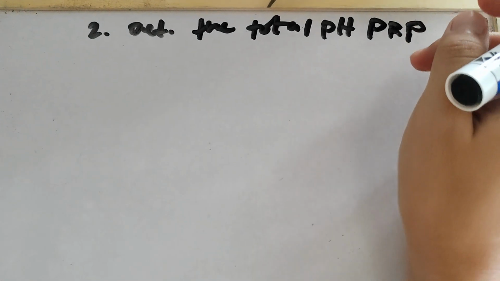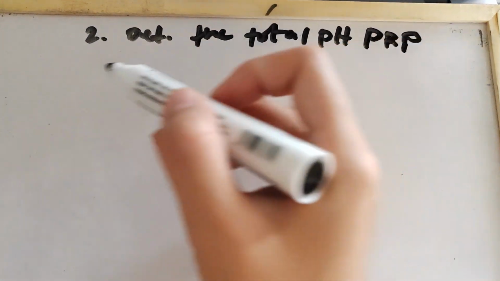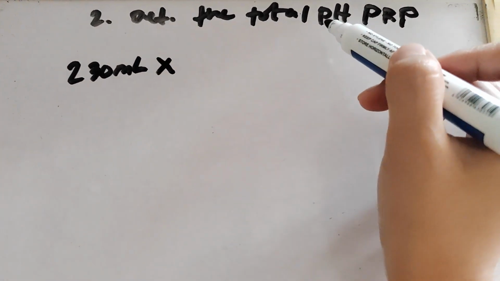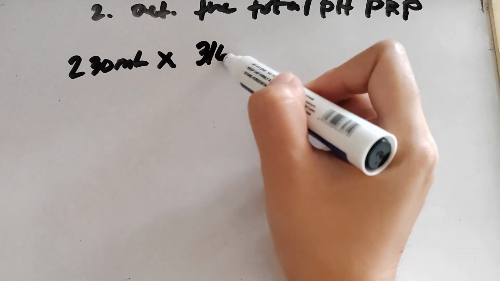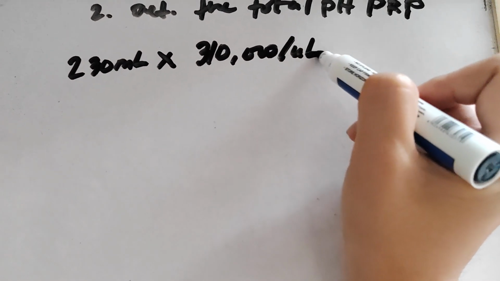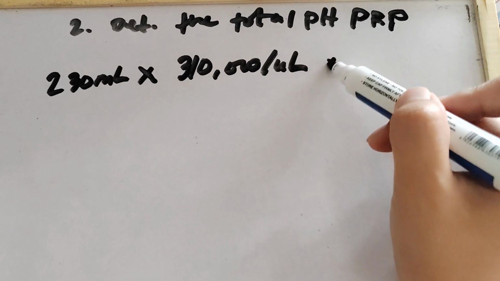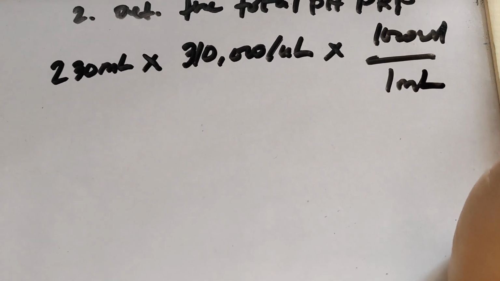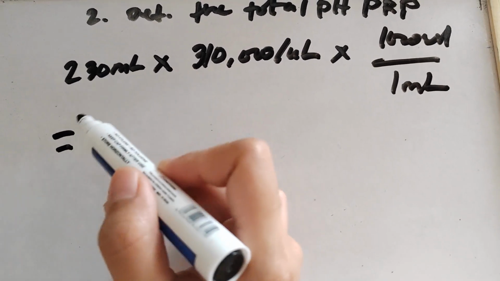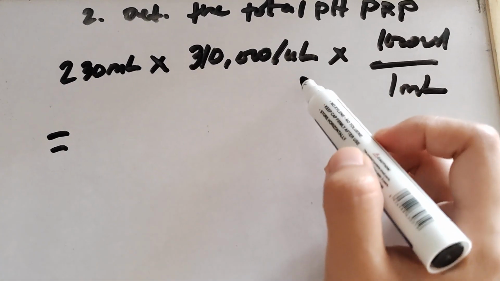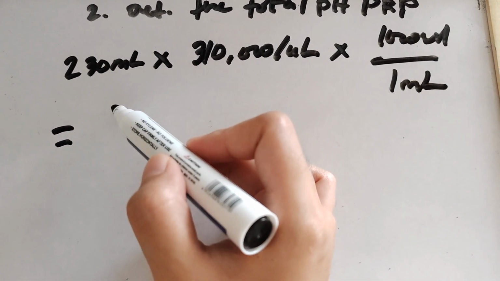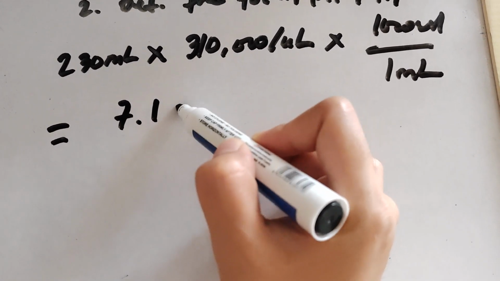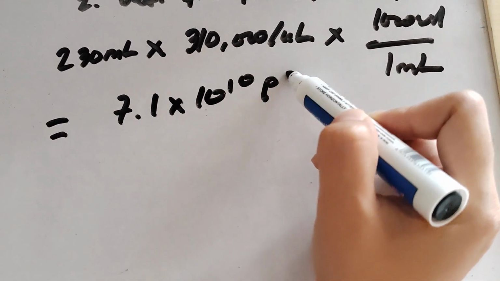Okay, what formula are we going to use here? Same formula as before. So in the PRP, its total volume is 230 ml. We gave that earlier. And then, we also gave 310,000 per UL. Okay, and then, our conversion factor, 1,000 UL per 1 ml. Okay, so to compute that, 230 times 310,000 times 1,000 would give you 7.1 times 10 raised to 10 platelets.